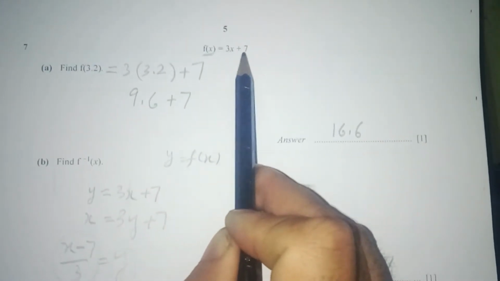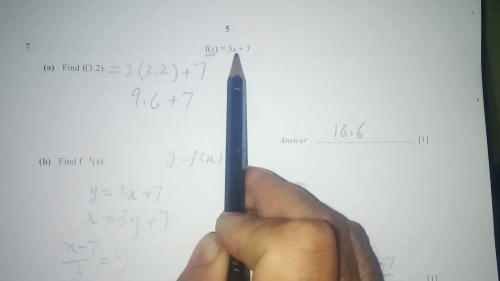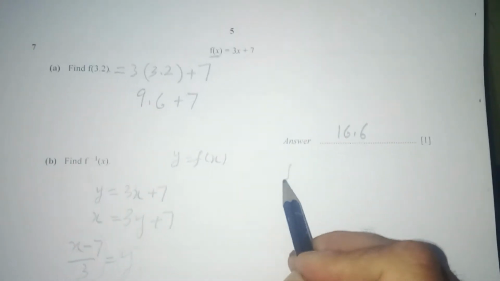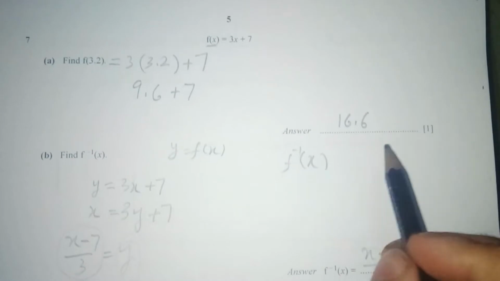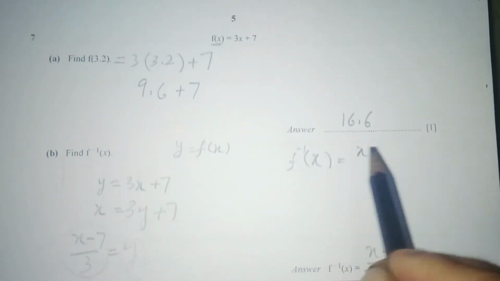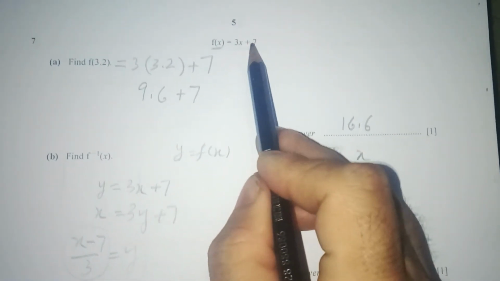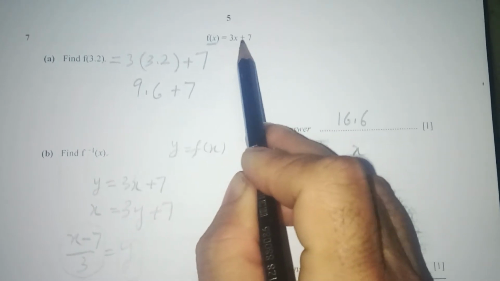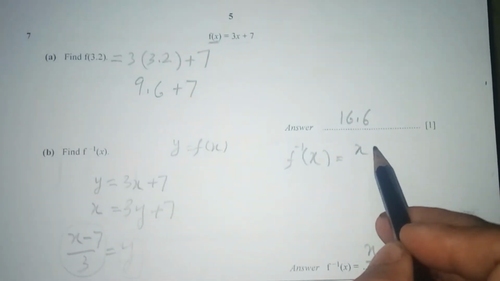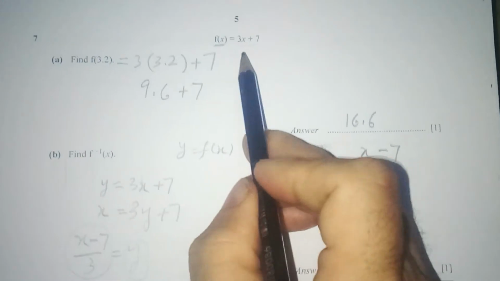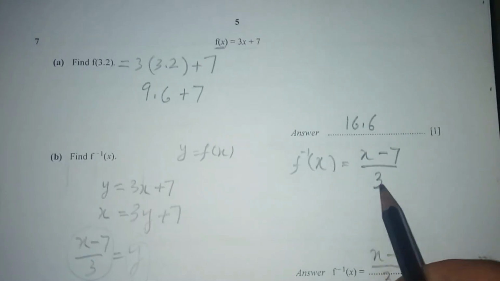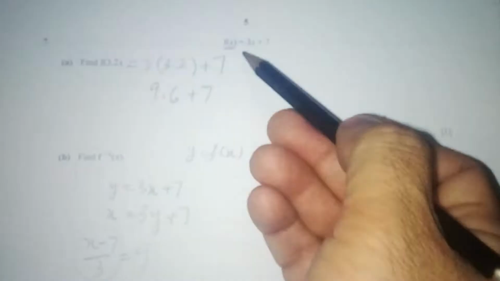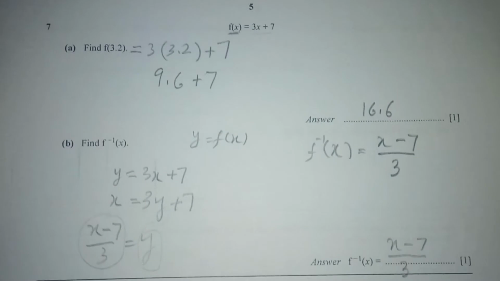There's a shortcut method over here. If a function is a linear function like this, look here, this is how to find the inverse in just one line. It will be x. This number is being added, so it will become minus 7, and the 3 is multiplying with x, so it will come in division form. So this is the inverse of this function. This is a very short way, and the same answer.